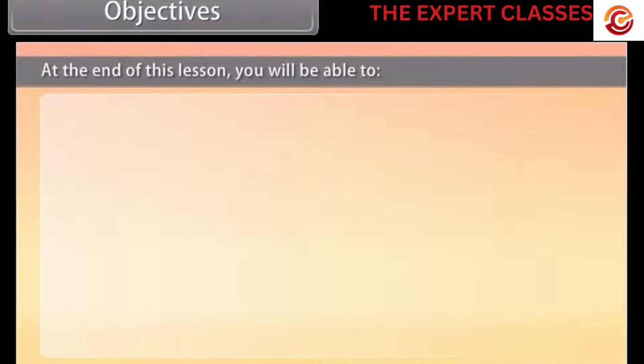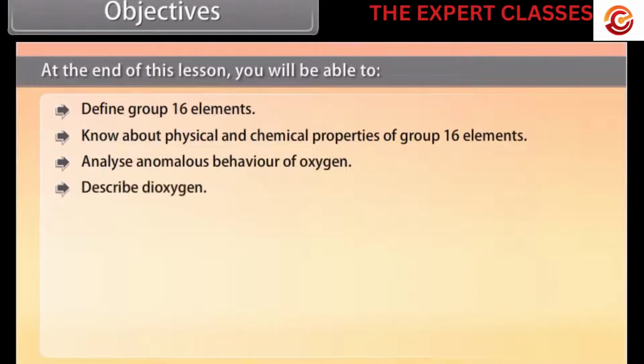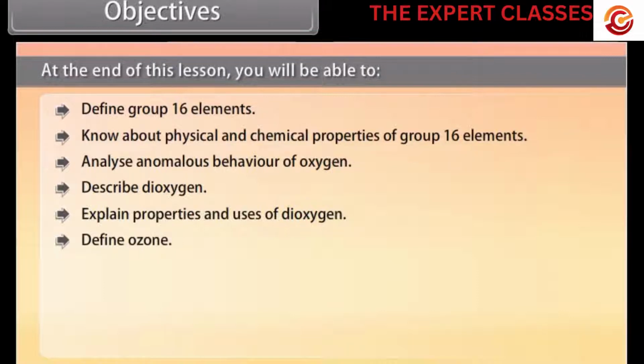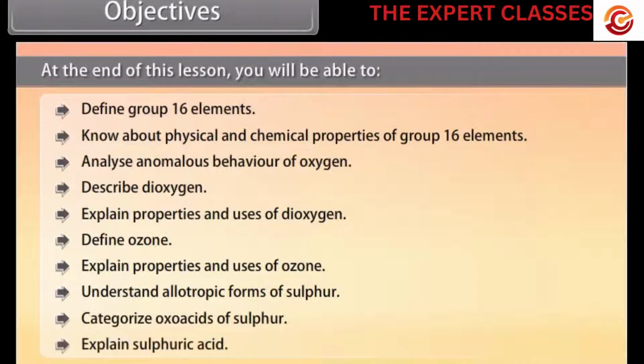At the end of this lesson, you will be able to define group 16 elements, know about physical and chemical properties of group 16 elements, analyze anomalous behavior of oxygen, describe dioxygen, explain properties and uses of dioxygen, define ozone, explain properties and uses of ozone, understand allotropic forms of sulfur, categorize oxoacids of sulfur, explain sulfuric acid.